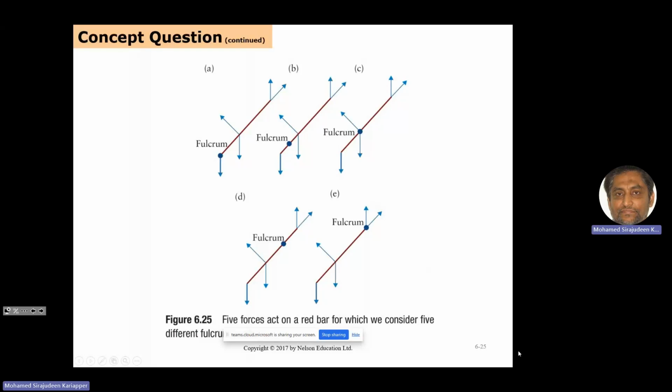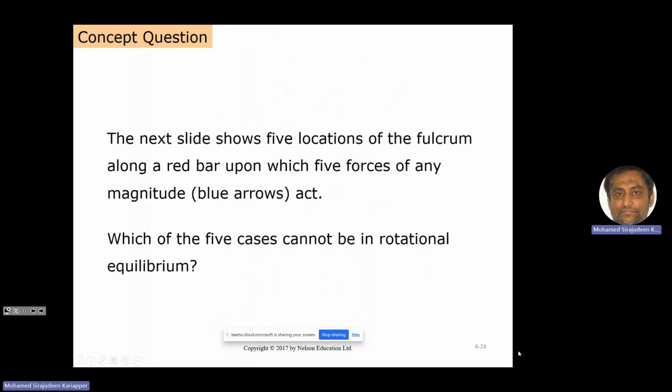I told you about this question in the last class, right? I don't know how many of you looked at it. So let me repeat the question.